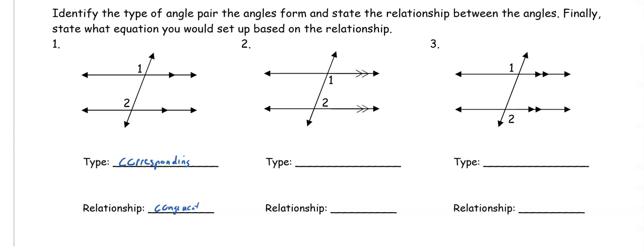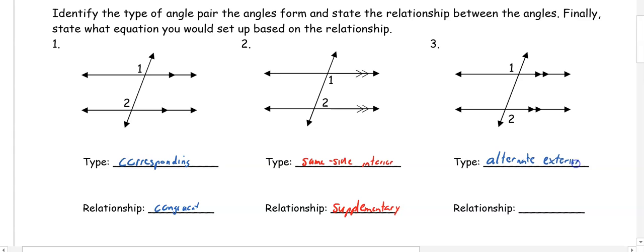In number two, we have two angles. They're on the insides of the lines, and they're on the same side of the transversal, which means that they are same side interior angles, and their relationship is supplementary. In number three, we have angles that are outside the line, so they're exterior. They're on opposite sides of the transversal, which means that these are alternate exterior angles, and alternate exterior angles are congruent.